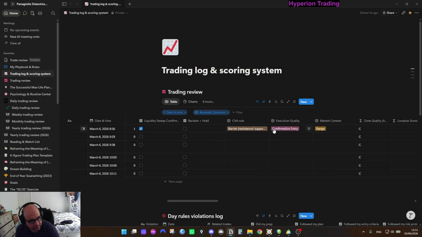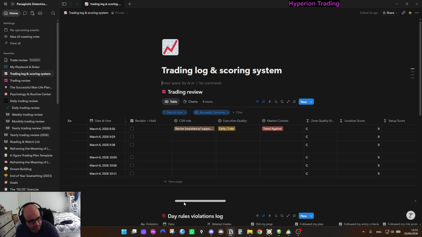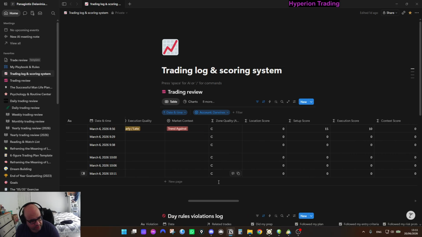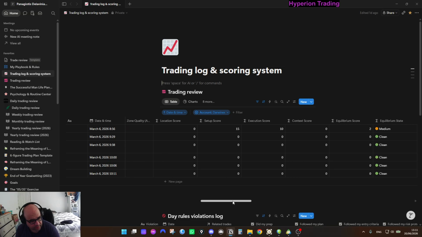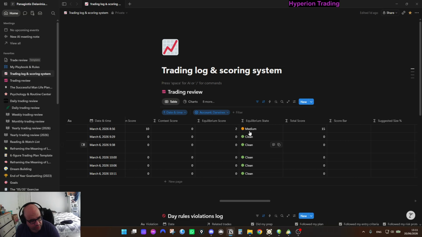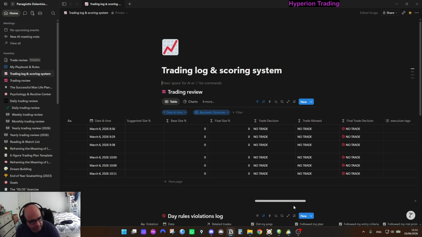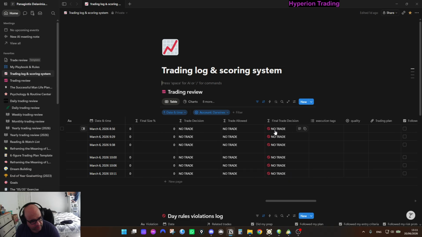And now let's say also that the confirmation was early or late. We are in a trend against. So we have a lot of negative environments now and bad execution. So we see the zone quality C degraded automatically. Equilibrium state, we're in a medium state because we're very close to the POC. And here it says no trade, and the final decision says don't take the trade. So I don't take the trade.